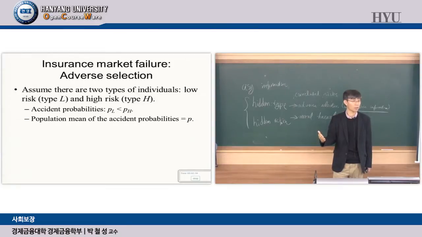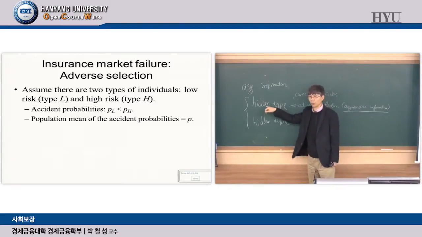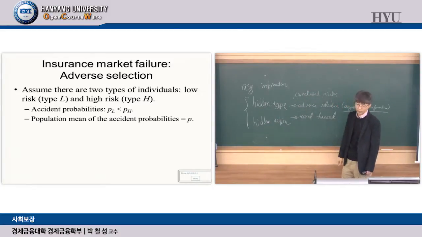But most of the time the drivers know what kind of type he or she is. The driver knows, okay, I'm a careful driver, or the driver knows, I'm actually not that careful. If you ask somebody about their preference in driving, you can easily find out who's careful and who's not. But the insurance company does not know. So that's the type. That's what we call the hidden type, and it's related to adverse selection.